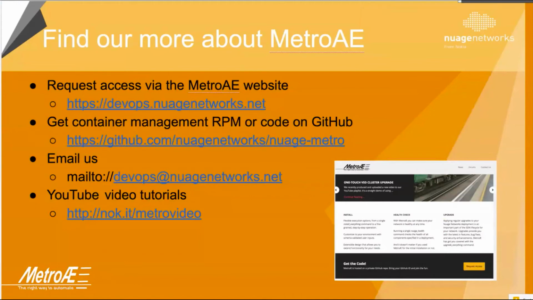Further on down on that web page, if you scroll down, you'll find there's a link to our YouTube playlist. There's a link to it there at the bottom of the screen on the left side. Once you get into the repo, and I've got that github.com URL there, once you have access, you can either download the MetroAE RPM, if you want to use the container version, or you can do a git clone and use the command line version.